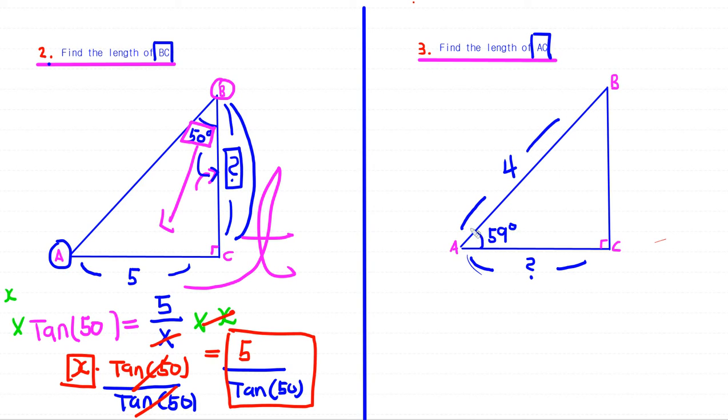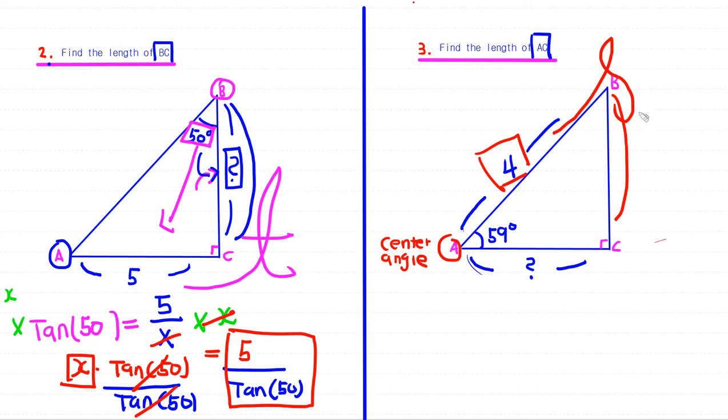The given angle should be the center angle. So that means A should be the center angle. I'll write it down: center angle. And for sine, we'll write S like this. So sine is opposite over hypotenuse. We know the value of the hypotenuse, which is 4. But we're not finding the length of BC. They didn't ask us to find the length of BC. They asked us to find the length of AC. So that means we cannot apply the sine in this case.